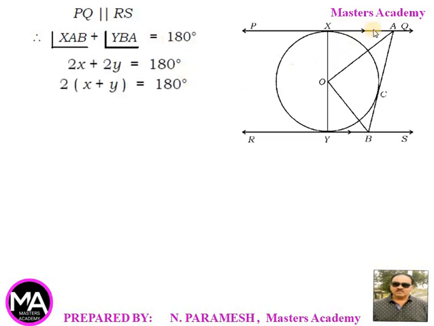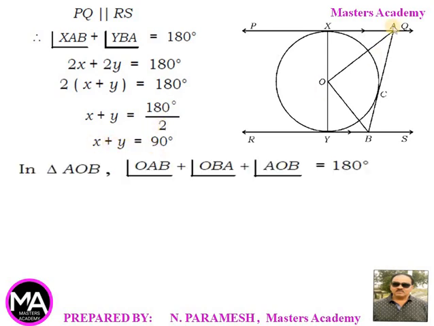Substituting the value, this is nothing but 2x, this is nothing but 2y, 2x plus 2y is equal to 180 degree. Taking 2 as common, x plus y is equal to 180 degree divided by 2, x plus y is equal to 90 degree.